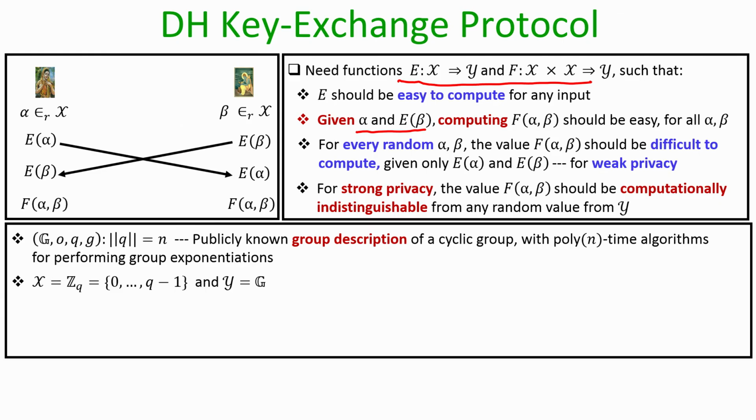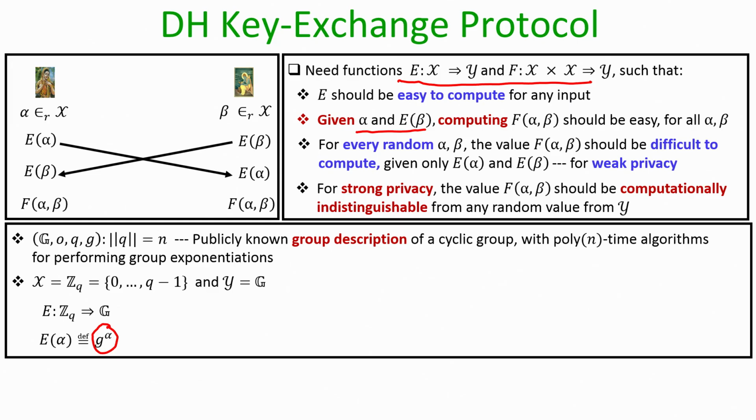So, we instantiate the set fancy X with the set Z sub q, namely the set 0 to q minus 1, and the set fancy Y by the cyclic group G, and we define the function E to be a function mapping the elements from the set Z sub q to the group, where E of alpha is defined as g to the power alpha. Again, for simplicity I am assuming that the underlying group operation in the cyclic group is multiplicative, and that is why E of alpha is defined to be g to the power alpha, whereas if the underlying group operation were additive, then E of alpha would have been alpha times g, right.